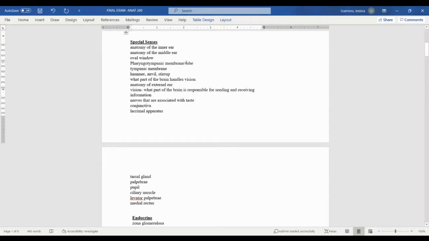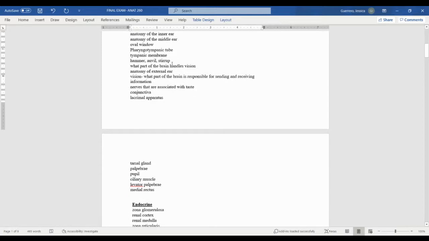So those are not the same thing, but you'll see them. It's called the tympanic membrane, which I probably already have somewhere else. And then the pharyngeotympanic tube. So let me take the membrane part off. There's a tympanic membrane right underneath it, sorry. The hammer, anvil, stirrup, those are the small bones in the inner ear.